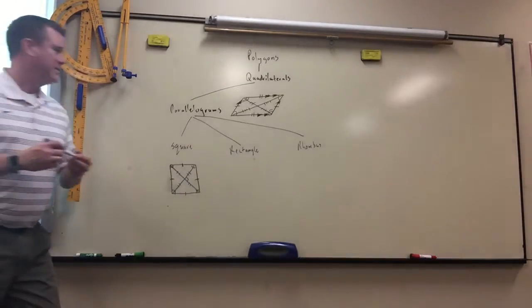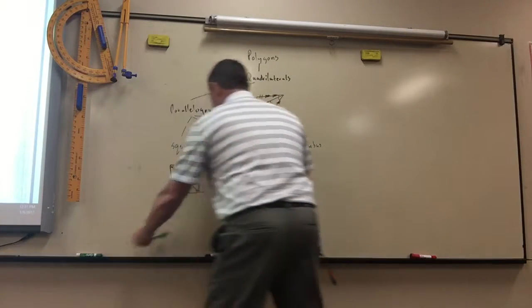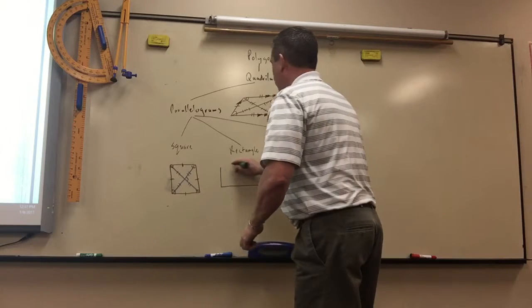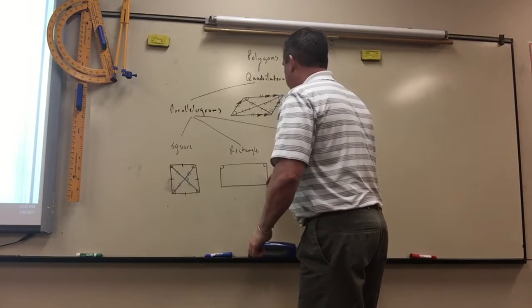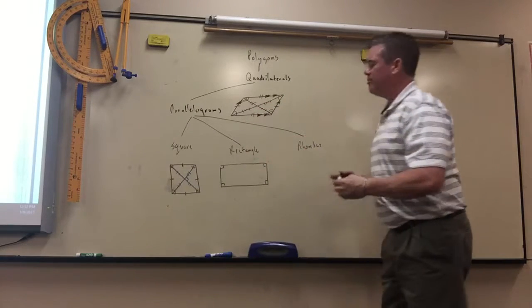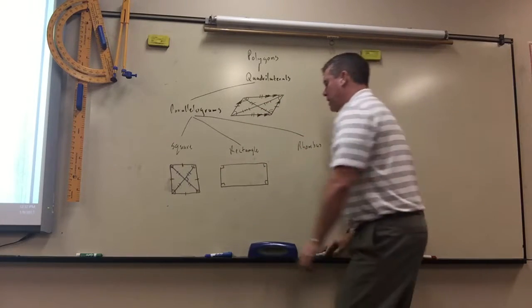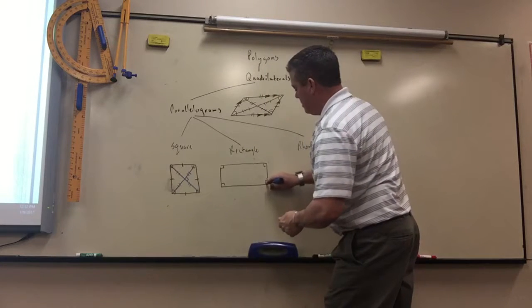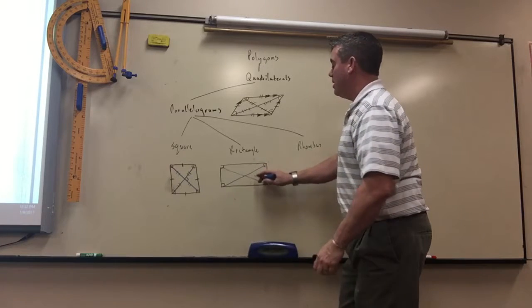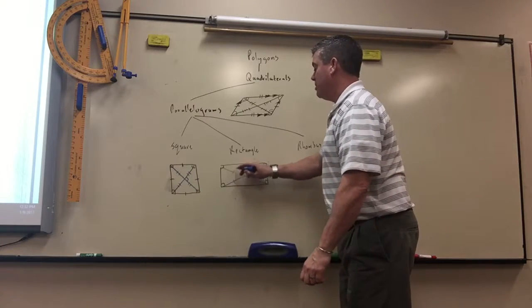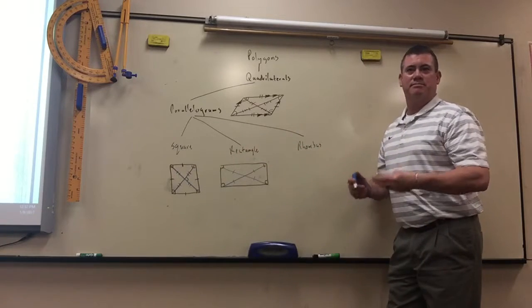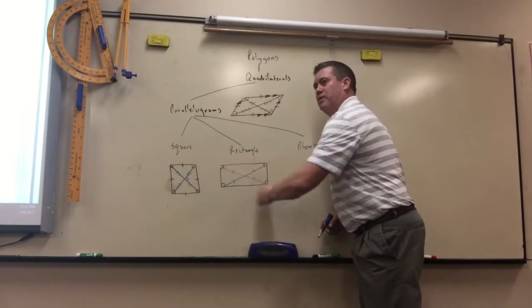Okay? In a rectangle, everything is true in a parallelogram that's true here. There's really only one extra thing, is the diagonals bisect each other and they're all the same length. But they aren't going to be 90 degrees like in a square. So if you know one of them, you know the others.